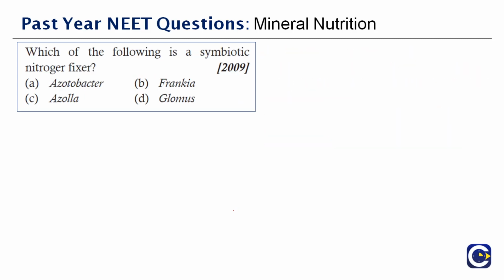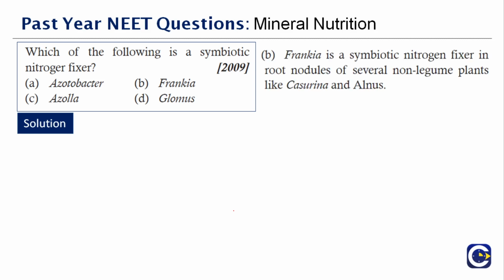Next question here. Which one of the following is a symbiotic nitrogen fixer? And this question was asked in the year 2009. Okay, here you don't have Rhizobium, so you can't take Rhizobium as the answer. Azotobacter we just now saw in the previous question. It's a free-living aerobic nitrogen fixer. Therefore, that is also not the answer. The right answer to this question is Frankia, which is option B.